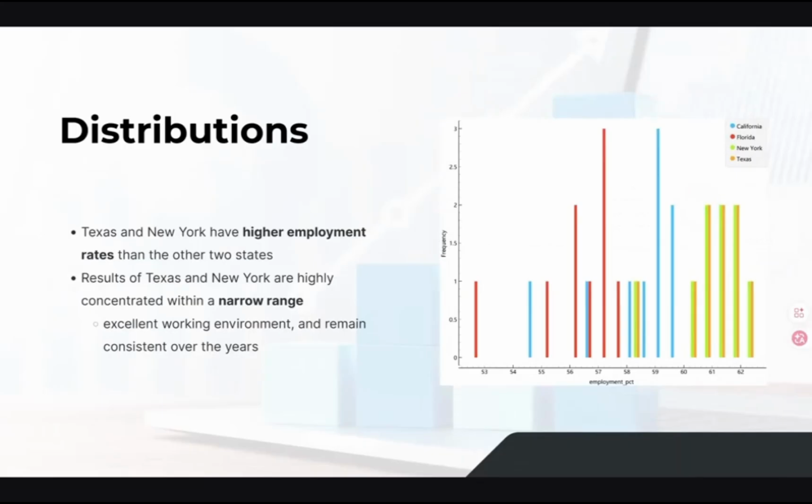The visualization shows that Texas and New York have higher employment rates than the other two states. Another important point is that the results of Texas and New York are highly concentrated within a narrow range. Therefore, these two states also have excellent working environments and remain consistent over the years.